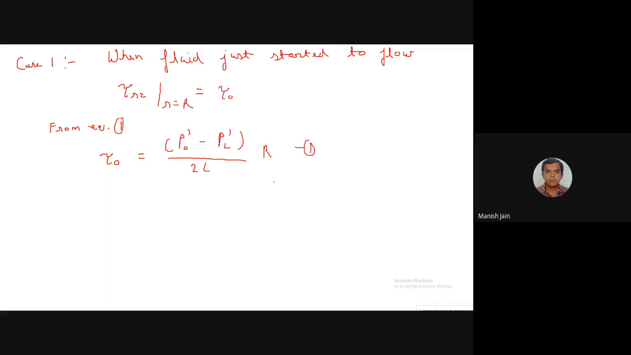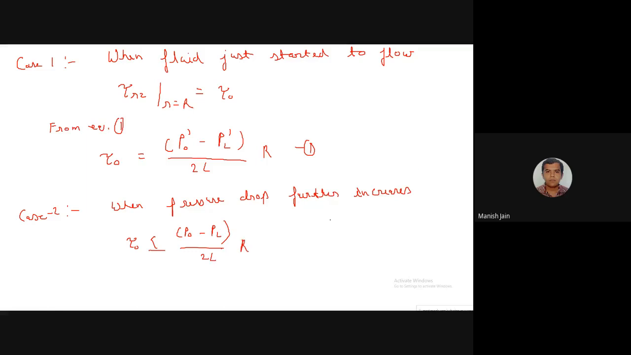If the fluid just starts to flow, that is the first case. And the second case is when the fluid flows sufficiently, when you have a sufficient pressure drop. Case number 2, when the pressure drop increases significantly, or the pressure drop further increases, then tau naught should be less than or equal to (P naught minus PL) divided by 2L, times R. And this is from equation number 1.